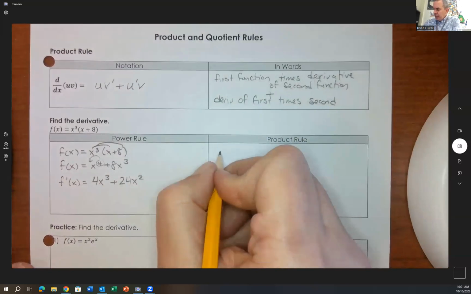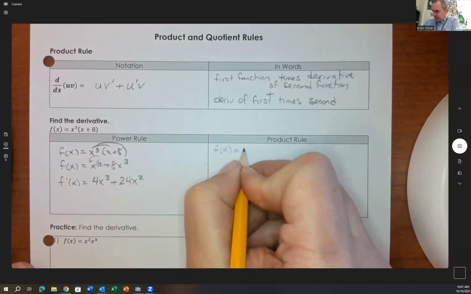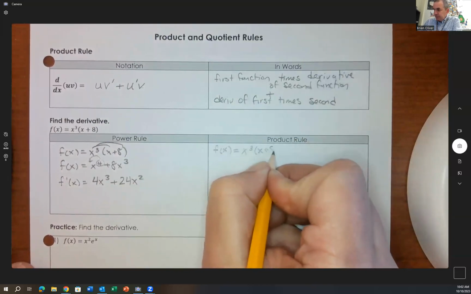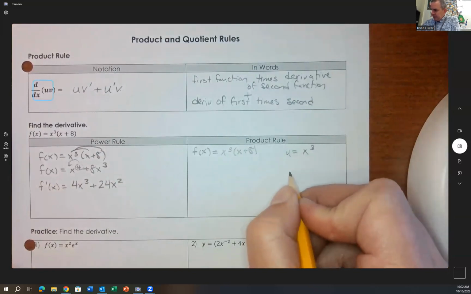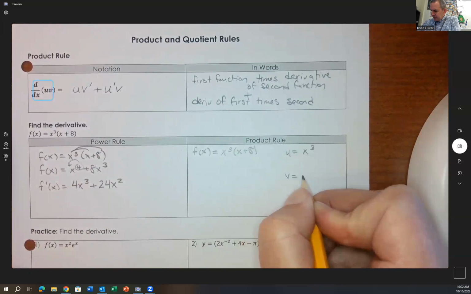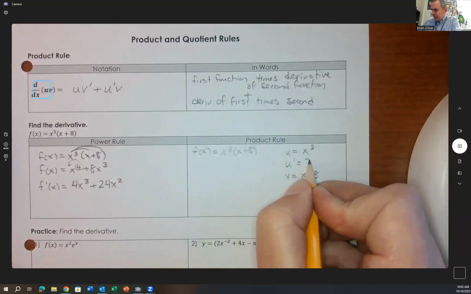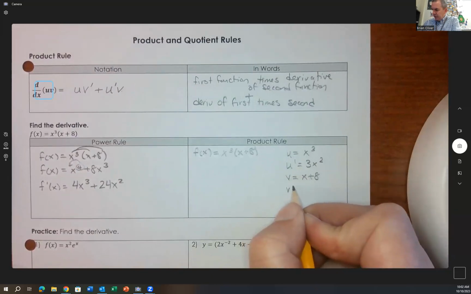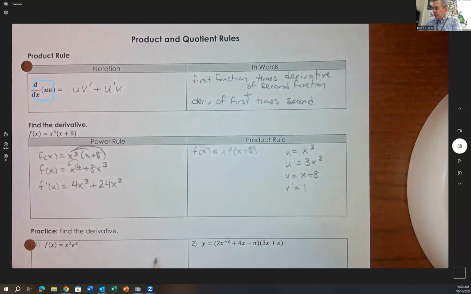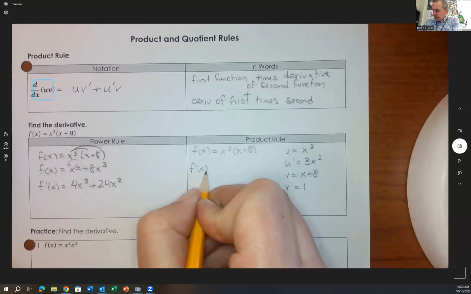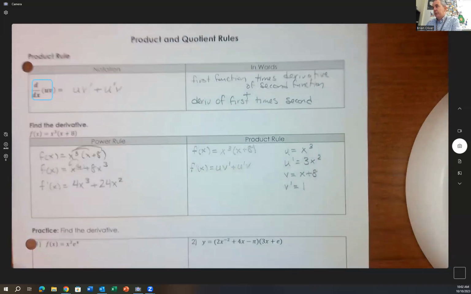But what I'm going to show you is we can actually do this using the product rule, and it goes a little bit quicker. So f of x equals x cubed times x plus 8. I'm going to say my first function u is x cubed. My second function v is x plus 8. And I'm going to take the derivative of the first, so u prime equals 3x squared. V prime is going to be just 1, because the derivative of x is 1, and the derivative of the constant is 0. So if I want to do f prime of x, I do u v prime plus u prime v. That's the formula to know.